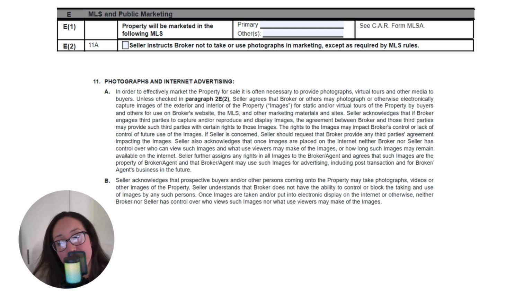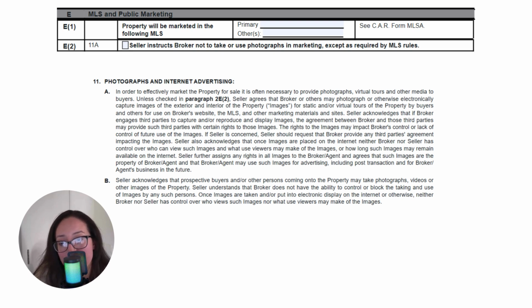Section E of the residential listing agreement is going to discuss the MLS. A huge portion of the MLS information has actually been removed from the residential listing agreement and put on its own addendum, the MLSA, or the Multiple Listing Service Addendum.